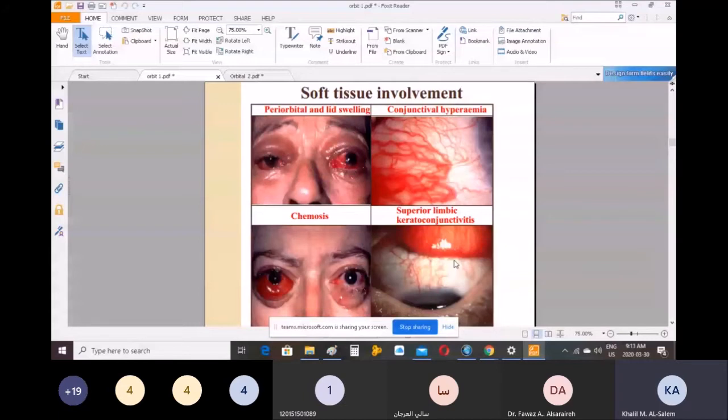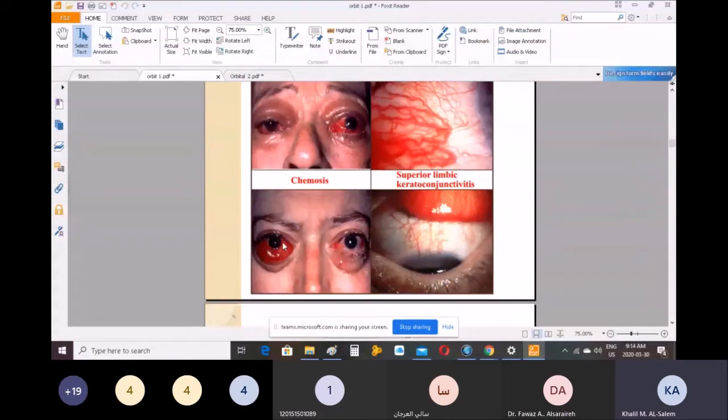Superior limbic keratoconjunctivitis is seen only in 10% of patients with Graves' disease. So it's associated with Graves' disease, but you can actually see it in other diseases related to dry eyes. Chemosis, as you can see here, also we have hyperemia and fluid in the conjunctiva.